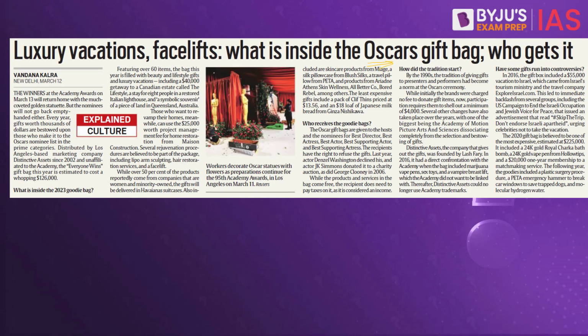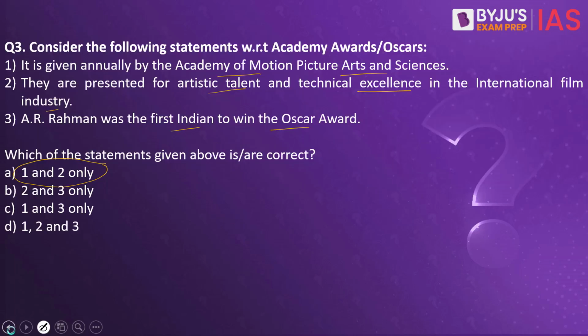Let us try and understand what these statements are. When you look into the first statement, yes, it is given annually by the Academy of Motion Picture Arts and Sciences. This happens to be the right statement. So the first statement is right. When you look into the second statement, yes, they are presented for artistic talent and technical excellence in the international film industry. So the second statement is also right.